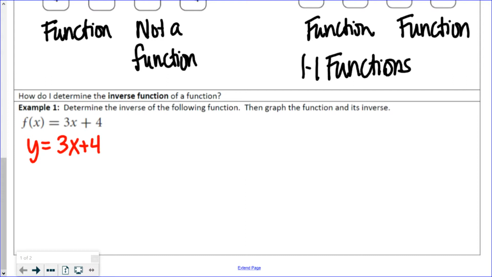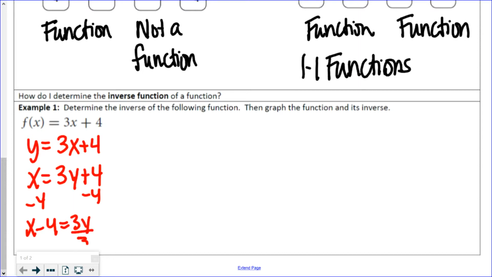All right, step 2 is going to be switch your x and your y. So instead of y equals 3x, I've got x is equal to 3y plus 4. Once I've switched my x and my y, now I'm going to solve for the new y. I want to get the new y by itself. So I'm going to move the 4 over. I get x minus 4 is equal to 3y.